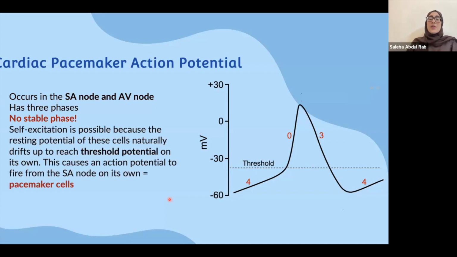Okay, now coming to the most important point on this slide, self-excitation. How is self-excitation possible? Self-excitation is possible because these cells' resting potential continuously moves upwards. There is never a time where it's steady. It's always slowly repolarizing. And eventually when it crosses threshold, that causes an impulse or an action potential to form on its own. So this causes an action potential to fire. And this is why these cells are known as pacemaker cells.